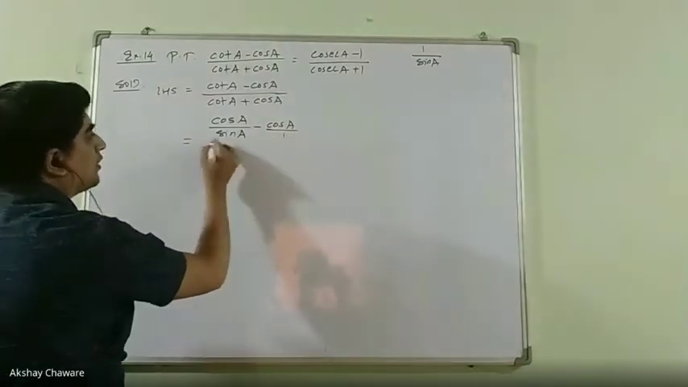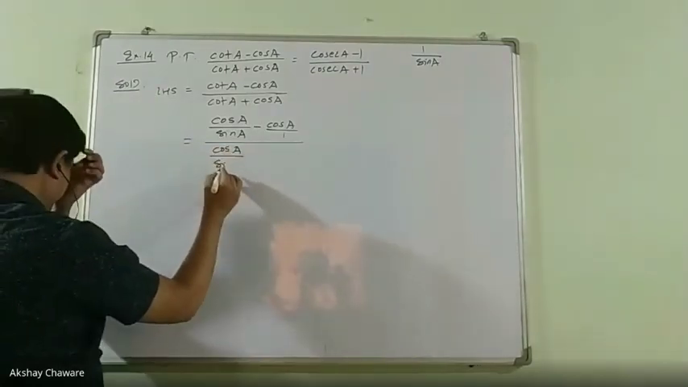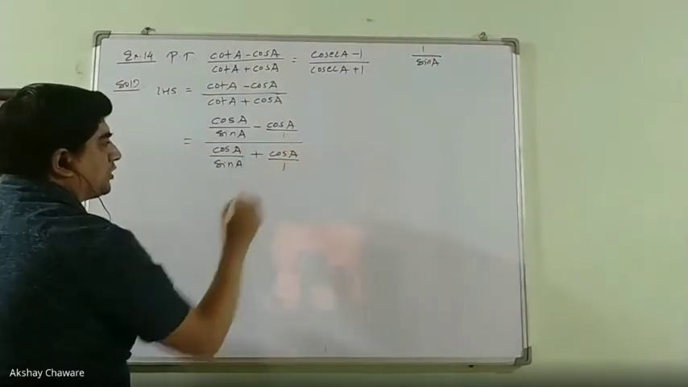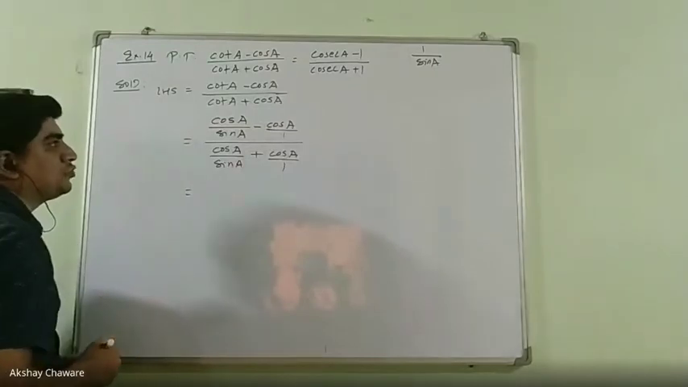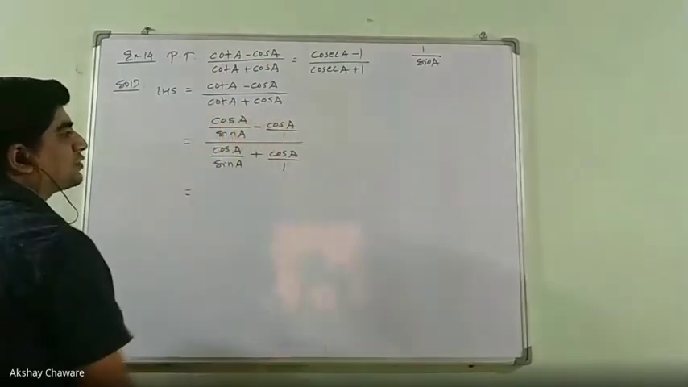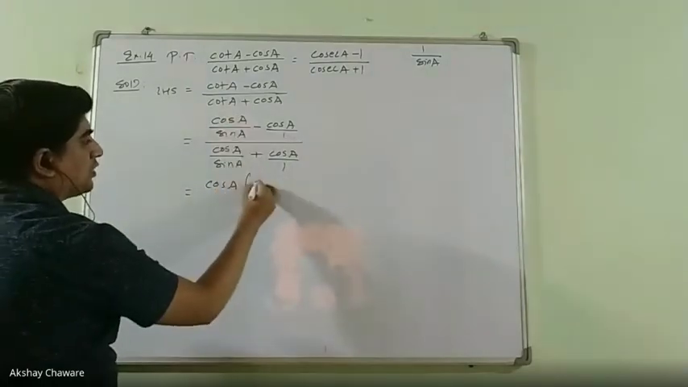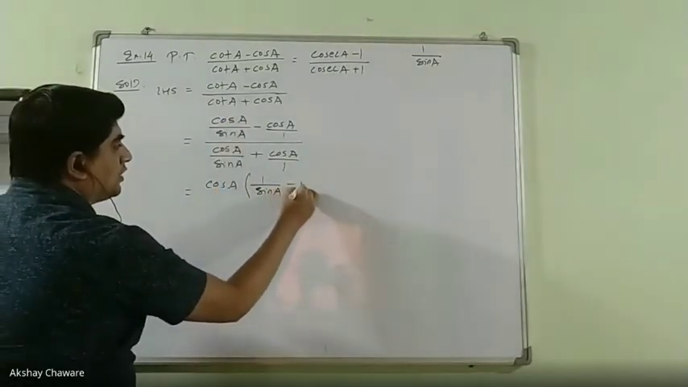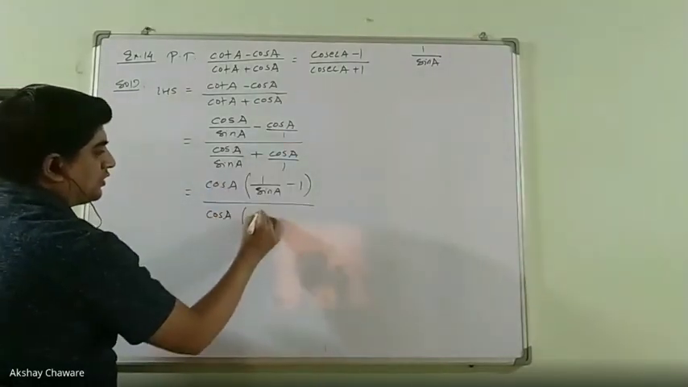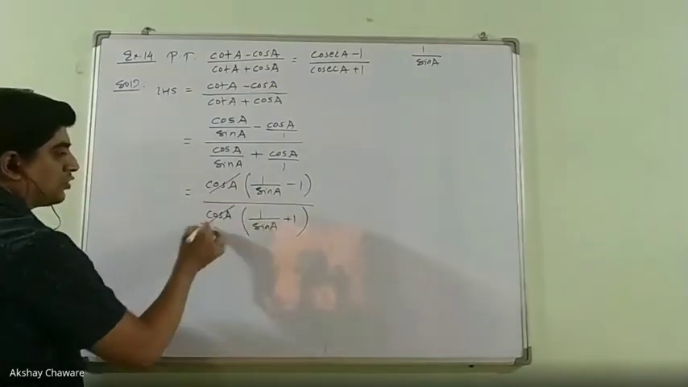Divided by cos A upon sin A plus cos A, and again the denominator is 1. Now if we compare these two fractions, cos A upon sin A and cos A upon 1, the numerator cos A is very common. So if we take cos A common, then this fraction becomes 1 upon sin A minus 1, and again taking cos A common, it is 1 upon sin A plus 1. Okay, now cos A gets cancelled.